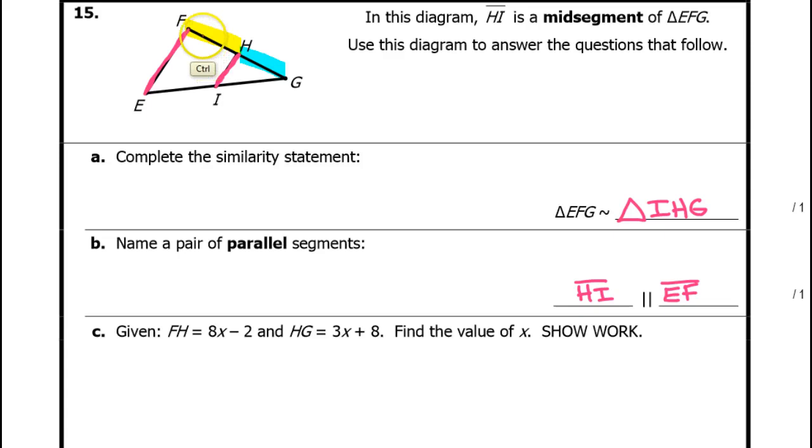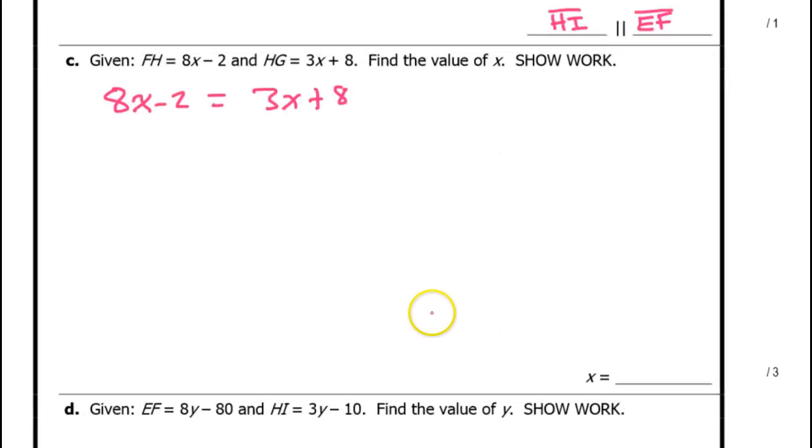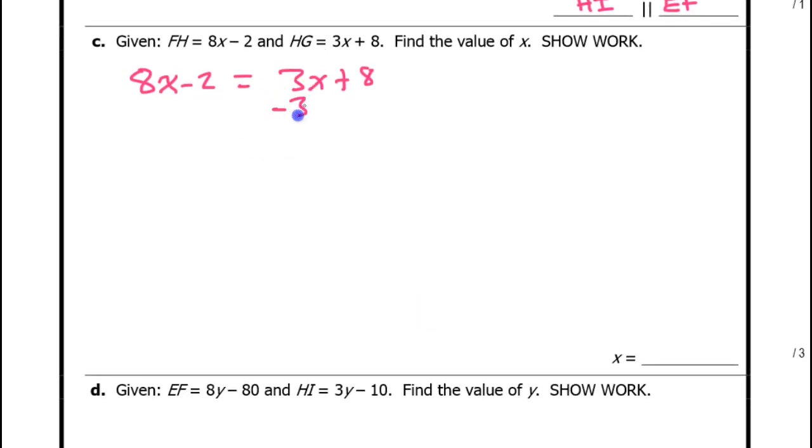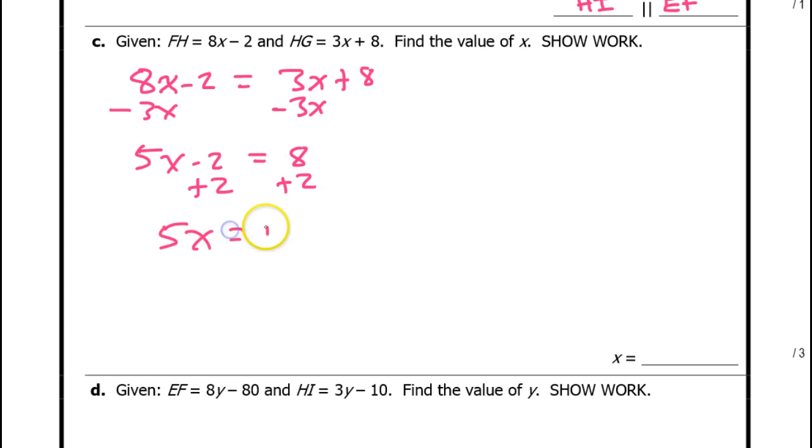So is this a half and a half, or is it a half and a whole? This is a half and a half, okay? Point H is a midpoint, so these are equal to each other. So I will just do 8x minus 2 equals 3x plus 8. All right, so subtracting 3x from both sides, that will give me 5x minus 2 is equal to 8. Adding 2 to both sides, I have 5x is equal to 10. And then if you divide both sides by 5, you get x is equal to 2.